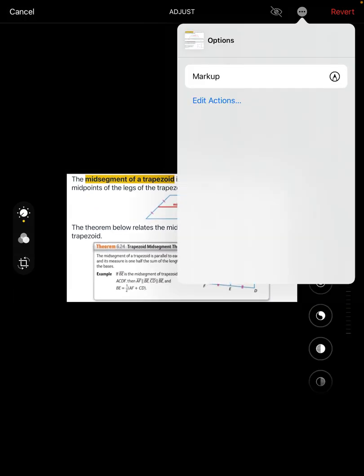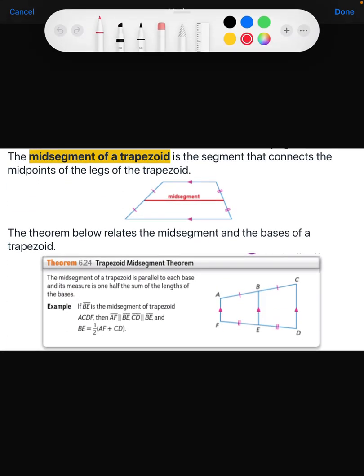All right, let's take a look at one more property of trapezoids. The mid-segment of a trapezoid is the segment that connects the midpoints of the legs of the trapezoid. So the midpoints are here. Here are our midpoints, and the mid-segment connects those midpoints, which breaks these legs into two equal parts.